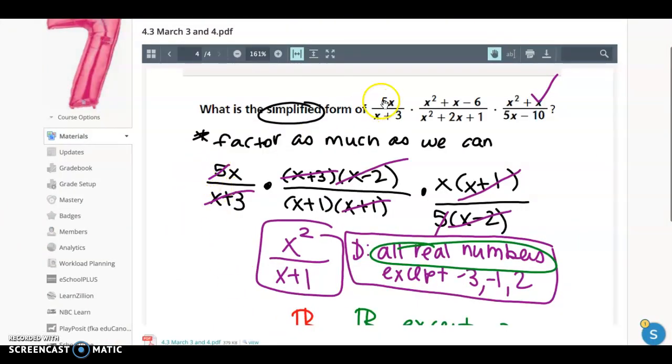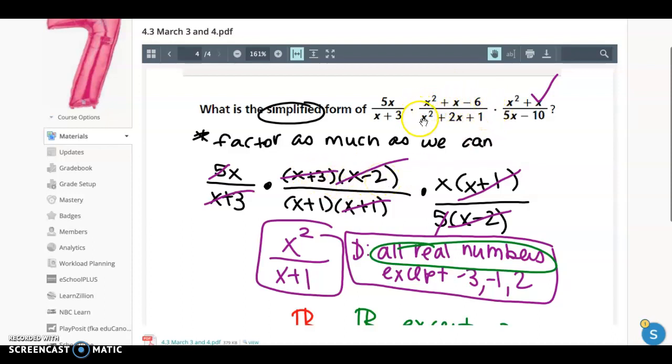So I look at all my numerators and all my denominators. 5x can't be factored at all. X plus 3 can't be factored at all. I look at x squared plus x minus 6, right? This is a regular quadratic. I can factor it using the chart. So I need 2 numbers that multiply to -6 and add to 1. I get +3 and -2.